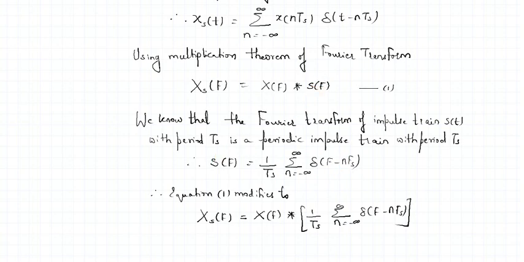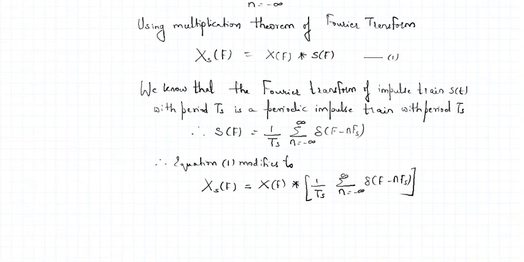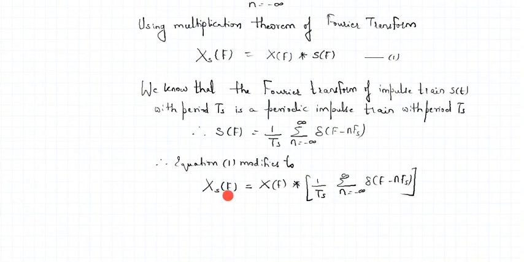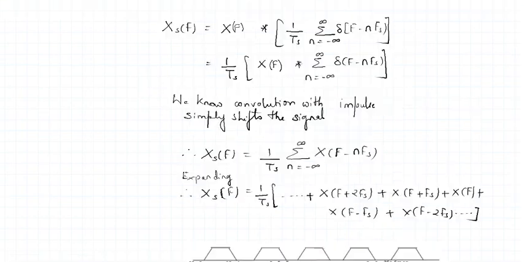We get the output discrete time sampled spectrum of the discrete time domain signal as X of f convolved with, instead of S of f, I'll replace S of f, that is the frequency spectrum of the train of impulses, by its impulses shifted in the frequency domain. So I'll substitute this S of f by this term. Now we are going to simplify this convolution. So how is this convolution simplified?